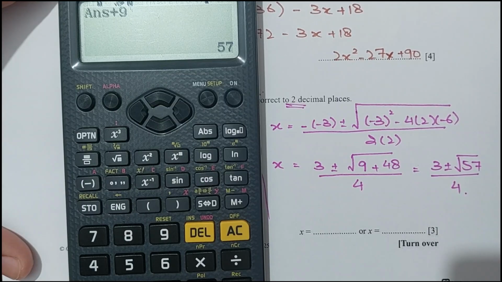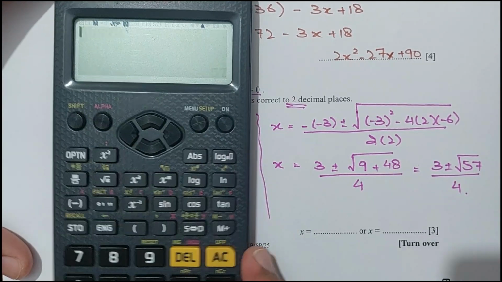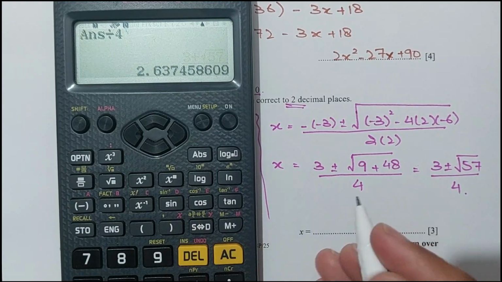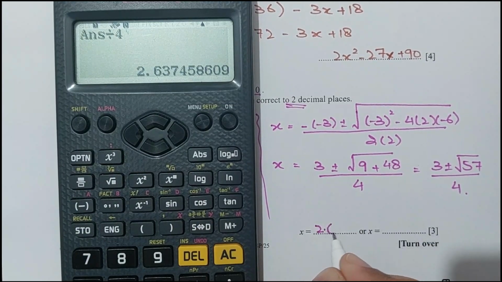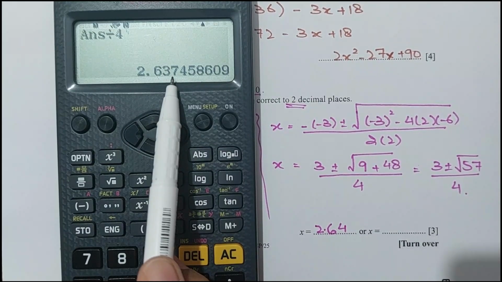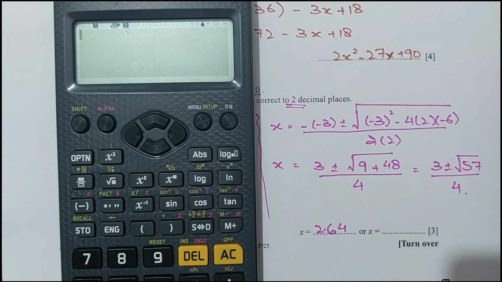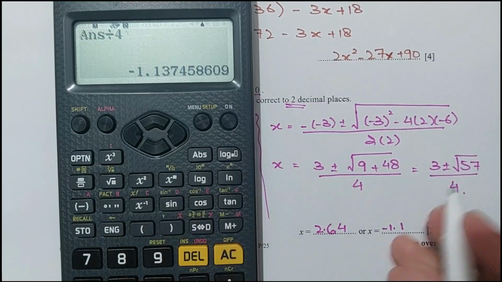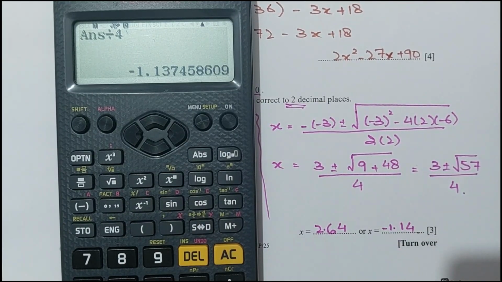Now we have to find the two solutions up to 2 decimal places. Let's use a calculator. 3 plus root 57 over 4 is 2.64. Up to 2 decimal places, it is rounded up because the next digit is 7. 3 minus root 57 over 4 is minus 1.14. It rounds up to 4. So these are the two solutions.